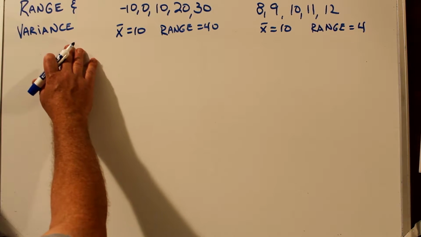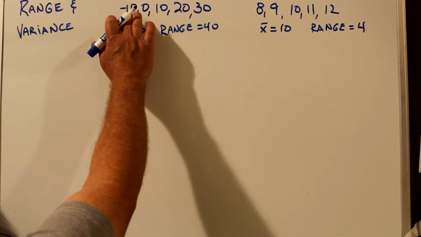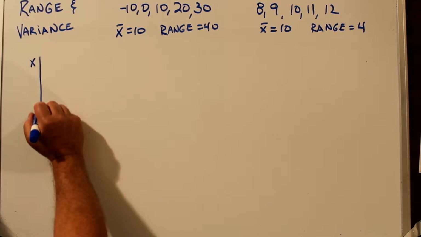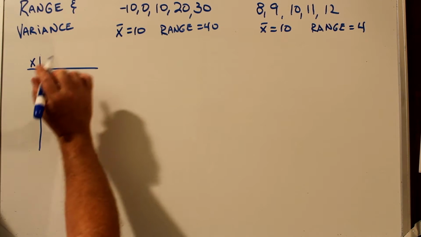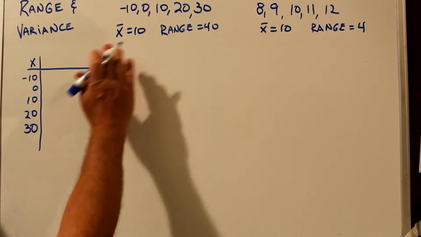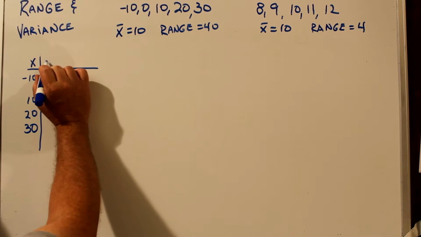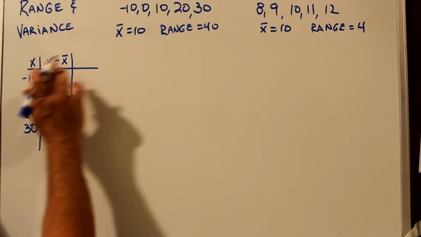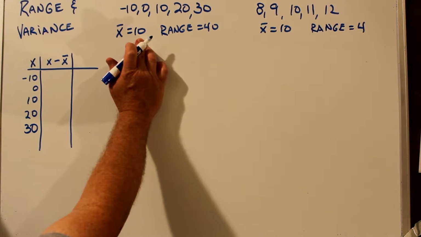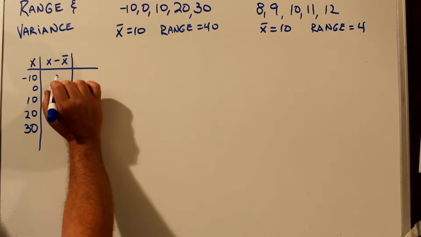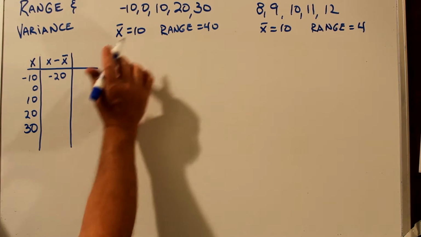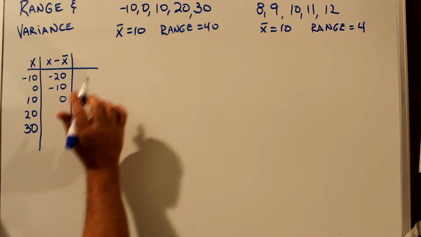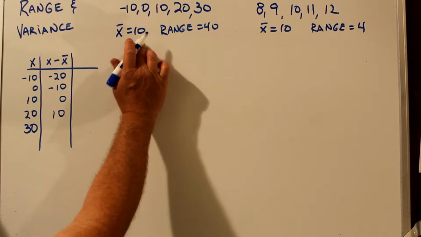In order to find the variance, we have to find out how far each number is away from its mean. So let's create a table where x is the number in our group. And let's find out how far each number is away from the mean. That would be the number minus the mean. So here we have minus 10, and we're going to subtract 10, the mean. Minus 10 is minus 20. 0 minus 10 is minus 10. 10 minus 10 is 0. 20 minus 10 is plus 10. And 30 minus 10 is plus 20.